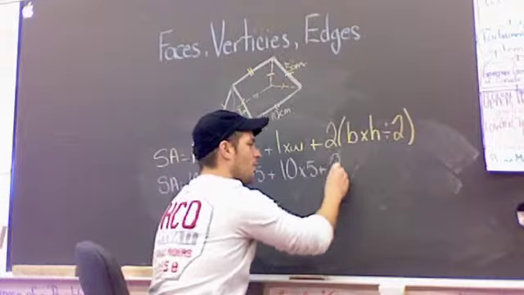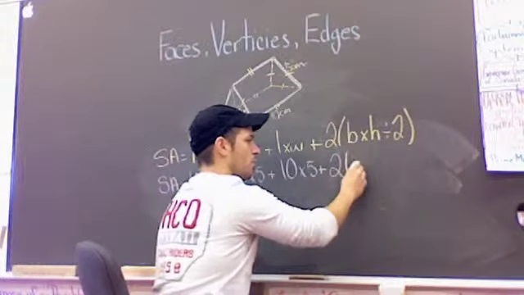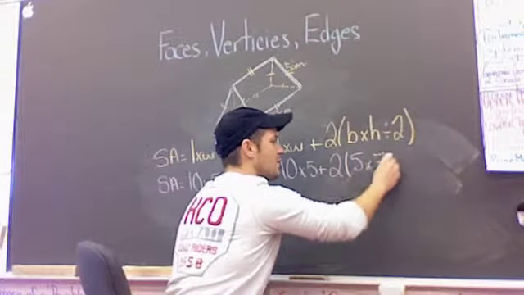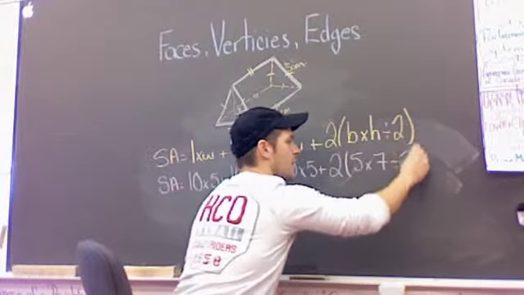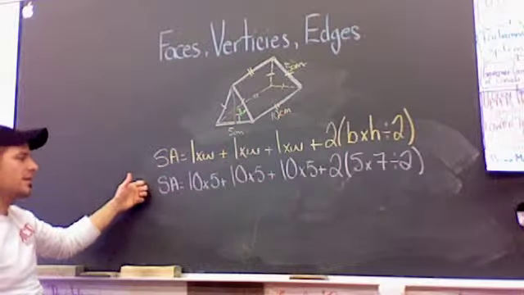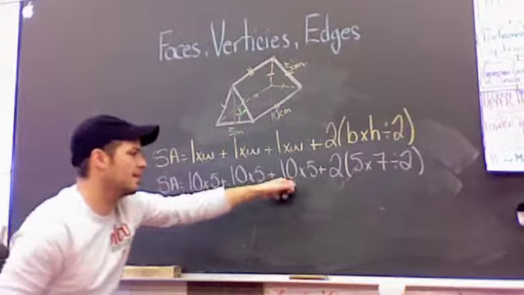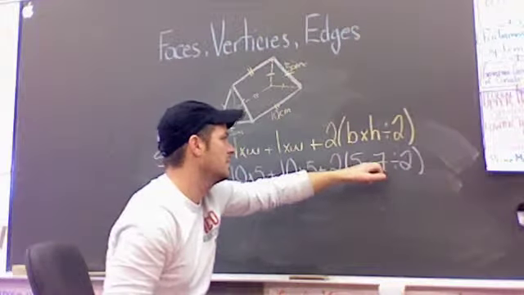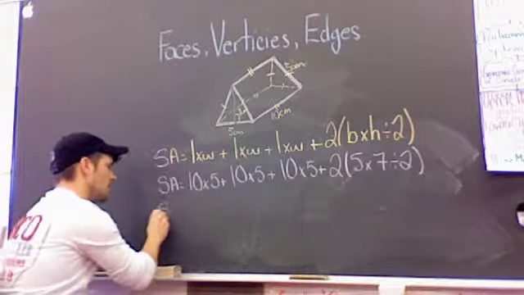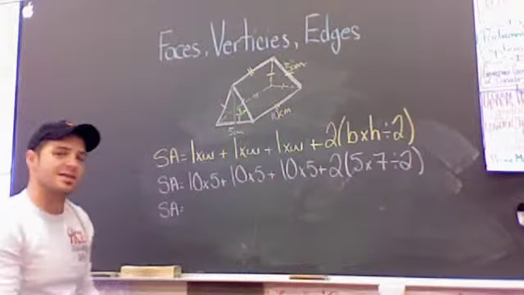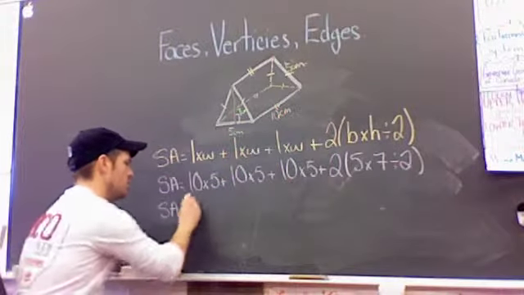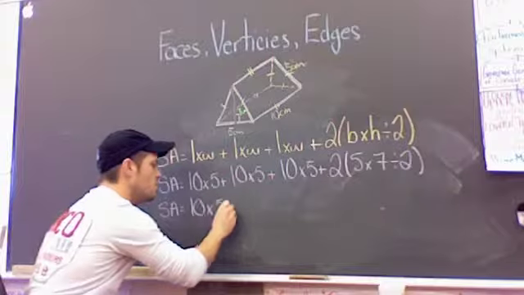So we're going to follow the formula. 2, we're going to substitute the b for the base, which is 5 centimeters, the height, which is 7, divided by 2. Now, we have all this information. Length times width plus length times width plus length times width plus 2 times base times height divided by 2. There it is. It's all there. Now we've got to start solving it. Because it's BEDMAS, what are we going to do first? We're going to do our brackets first.